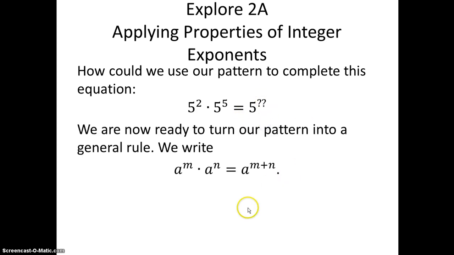In general, what we say is if you have any number raised to some power m times some other number raised to the power n, or maybe the same number raised to the power n, you write that same number as the base and add the 2 exponents. For example, if I had 5 to the power 2 times 5 to the power 5, I would have 5 to the power 2 plus 5, which is 7.